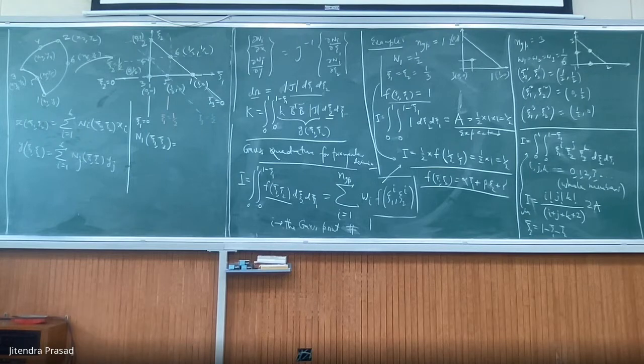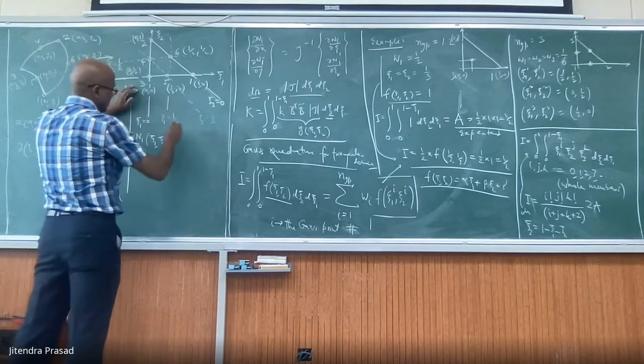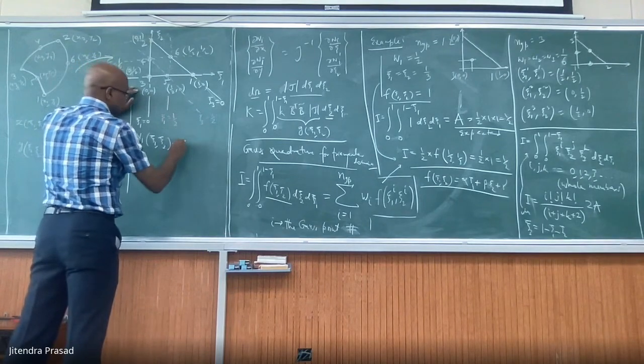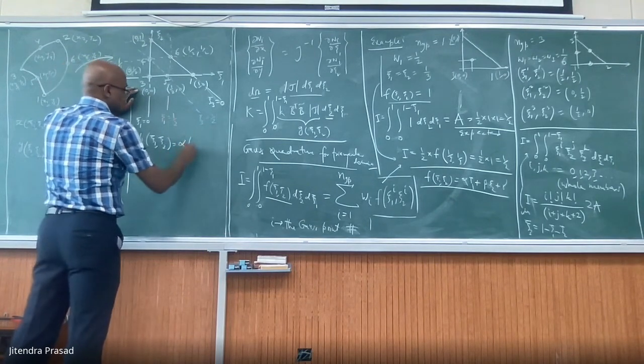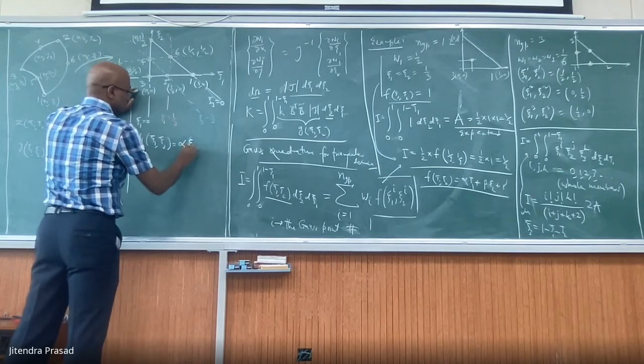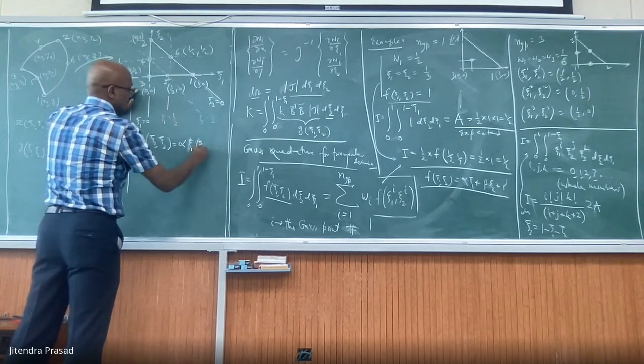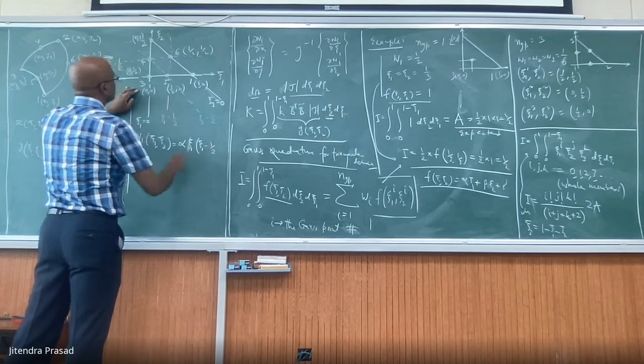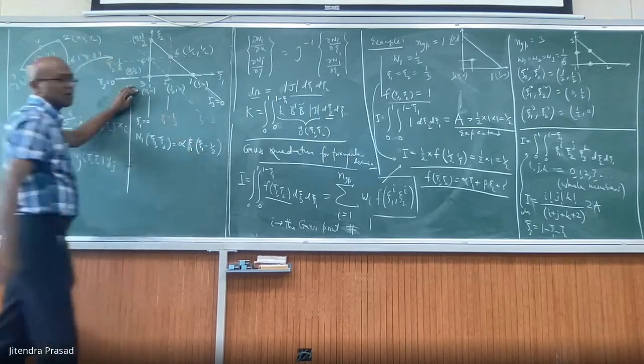We can take Xi1 equals 1 by 2, Xi1 equals to 0. Two lengths. So it will be some alpha multiplied by Xi1 multiplied by Xi1 minus half. Right? This is what it will be.